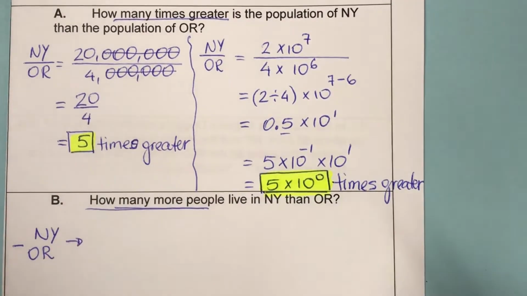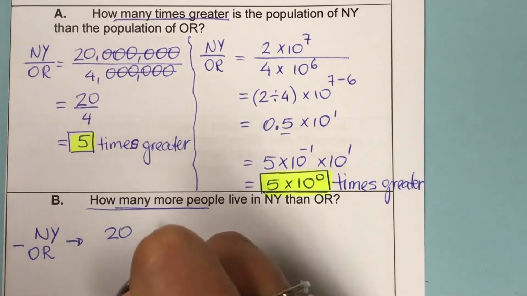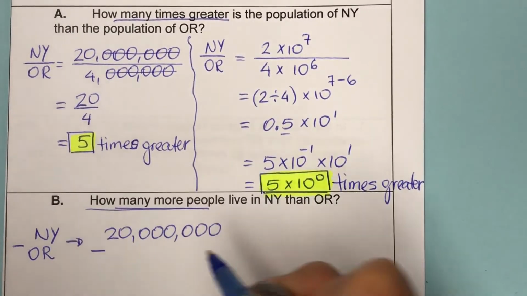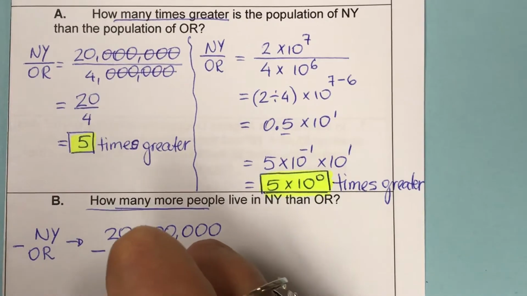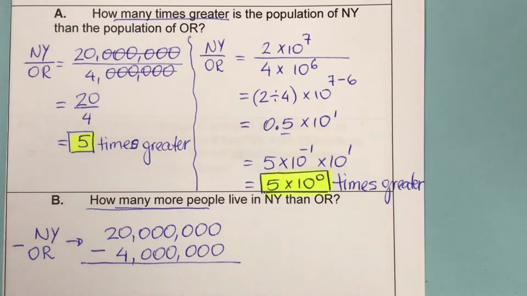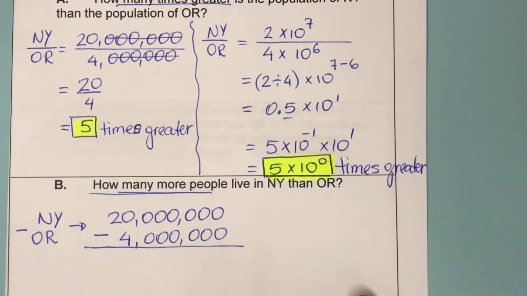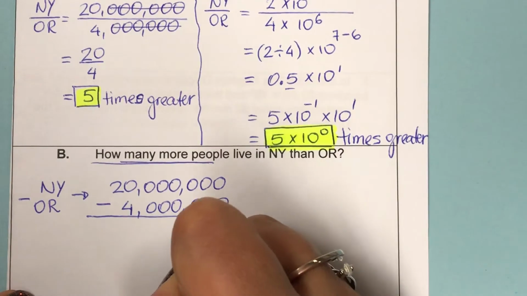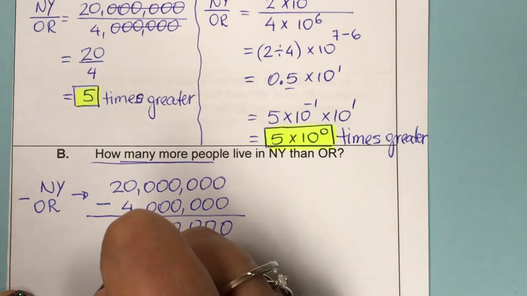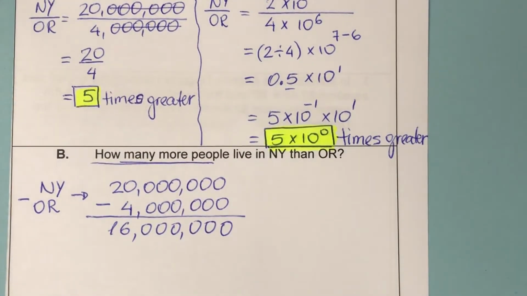So what I'm going to do is take my 20 million, which is the higher population in New York State, subtract my 4 million, which is the lower population of Oregon, and then see what's the difference between the two. So we have 16 million difference. It means that in New York there are 16 million more people than in Oregon.